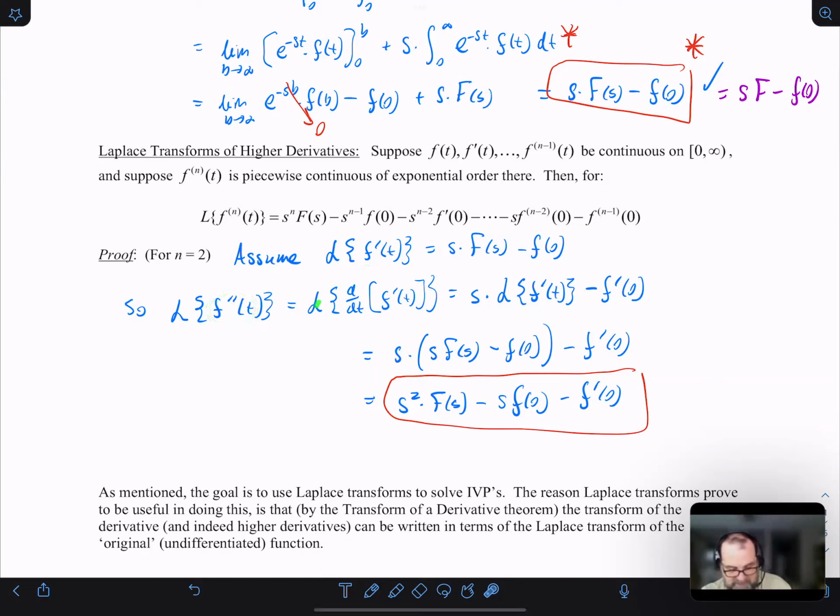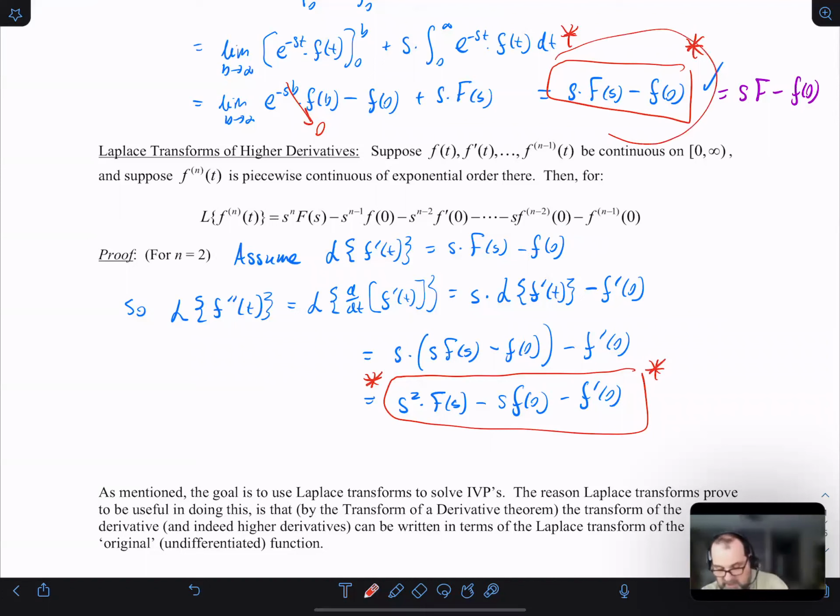So this is the Laplace transform of the derivative of f prime. That is s times the Laplace transform of f prime minus f prime of 0. This is just by the rule we just proved above, applying the rule above to f prime instead of f. And then that rule also tells us what this is, so I can put back what this is, and clean it up. Distribute the s, we get s squared F of s minus s f of 0 minus f prime of 0. And again, this is your Laplace transform of a second derivative.